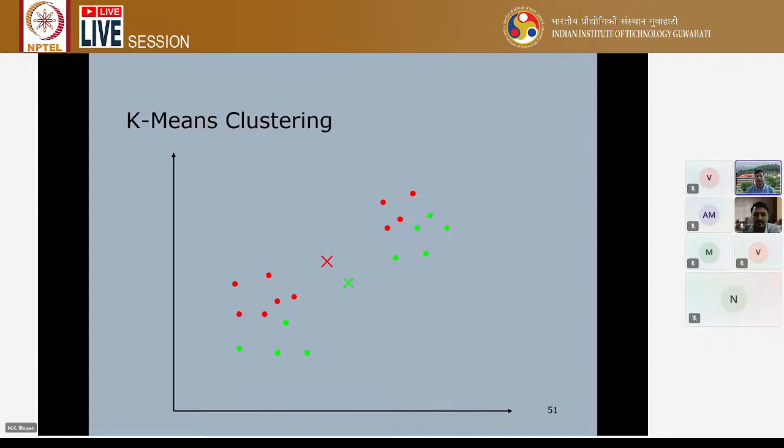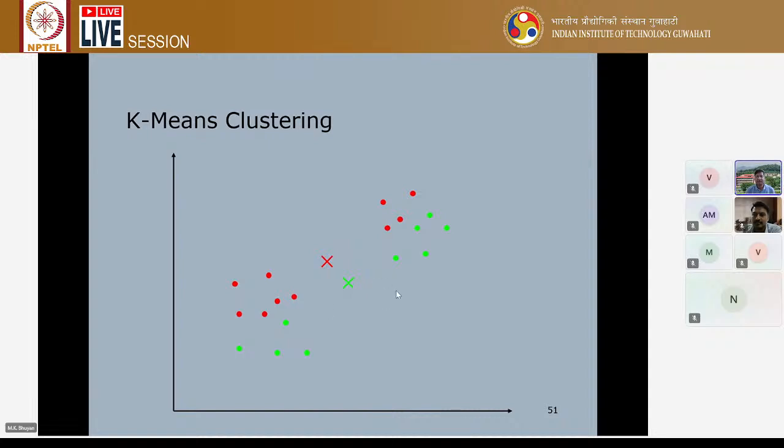After this, we have to recalculate the centroid, because after assigning, the centroid will be different. For determining the centroid, we consider all the red vectors and determine their mean. Similarly for the green, we consider all the green vectors and find the mean. So I have the new means, the red one and the green one. That is the first iteration. After this, again I have to repeat this process.